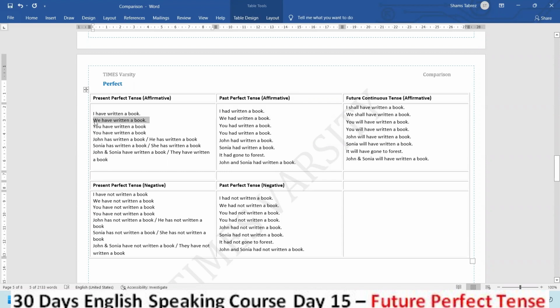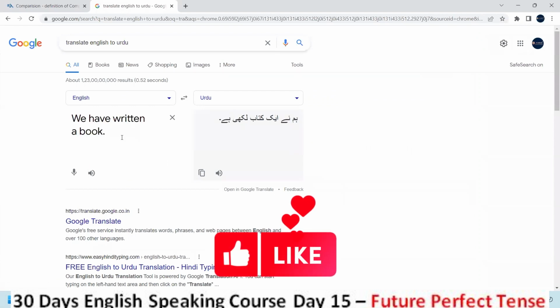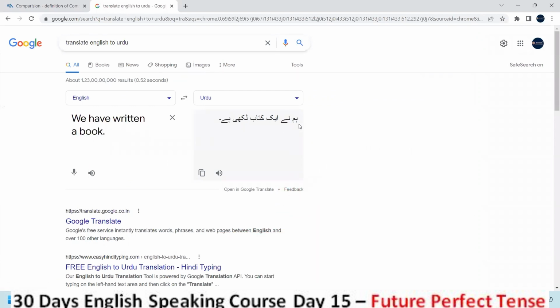All right. You see here when you are translating in Urdu or Hindi, you can say we have written a book. हमने एक किताब लिखी है या हम एक किताब लिख चुके हैं. So you can translate like this, right? But in English it should be we have written a book.